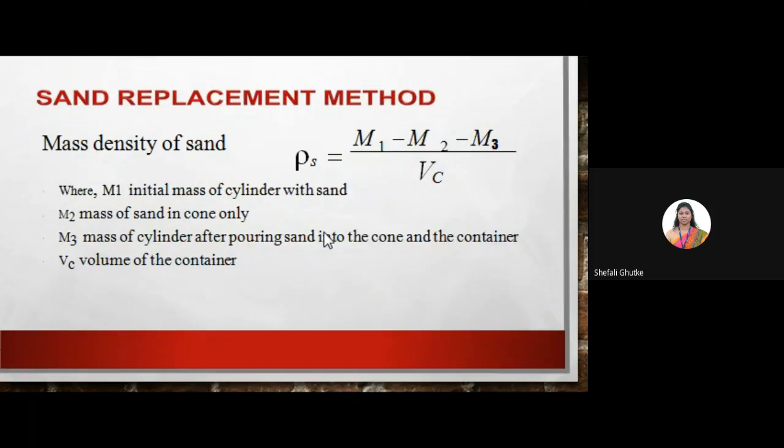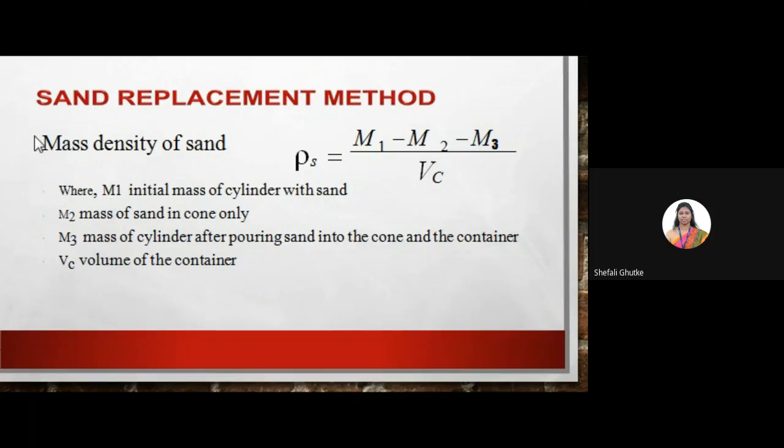So in the sand replacement method, first we are going to see how to calculate the mass density of a soil. The mass density of a soil is represented as rho s, which is equal to (M1 minus M2 minus M3) divided by Vc. Vc is nothing but the volume of a container. Volume of a container is nothing but area into its height. Okay. So first we will see how to calculate M1. M1 is the initial mass of the cylinder with sand. We will fill the calibrated cylinder with sand and weigh it as M1.